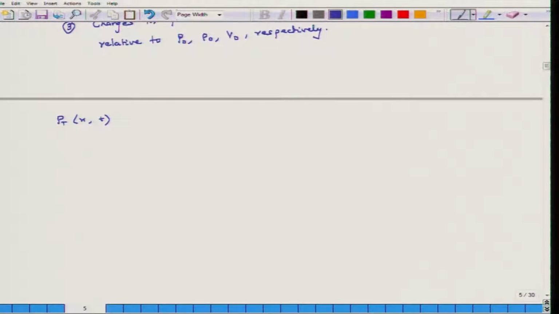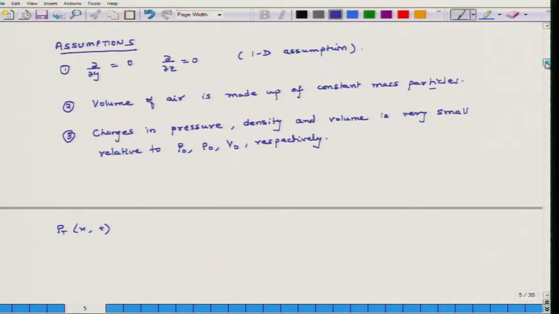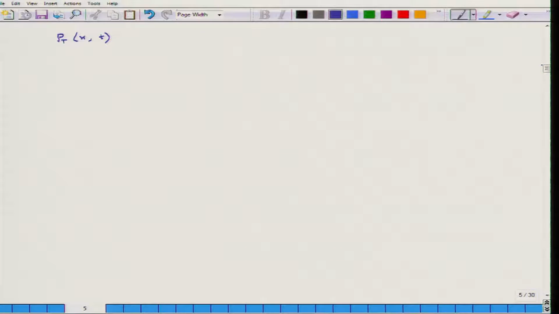So, it is not a function of y and z, because the partial of p with respect to y and z is 0. So, P(x,t), which is the pressure at a given time and position, is equal to P naught, which was constant in space as well as time, plus some fluctuation in pressure which is very small. So small p is the pressure fluctuation, and the sum of this and P naught gives us P(x,t).